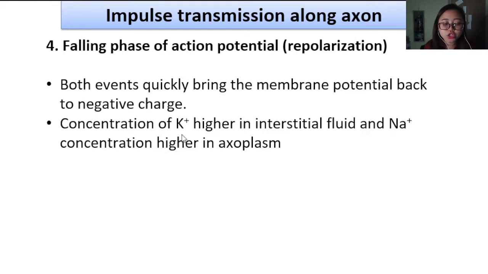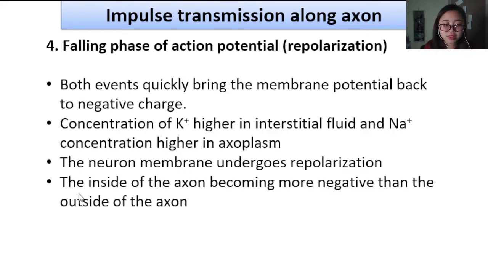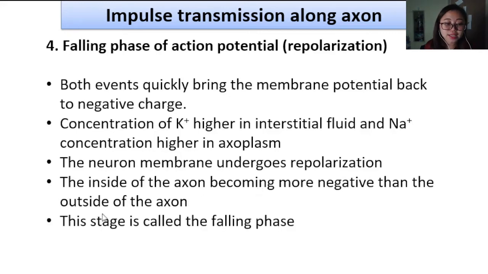The concentration of potassium ions will be higher in interstitial fluid and concentration of sodium ions will be higher in the exoplasm. This means that the neuron membrane has undergone repolarization. That means the inside of the axon becomes more negative than the outside of the axon again. This stage is also called as the falling phase.